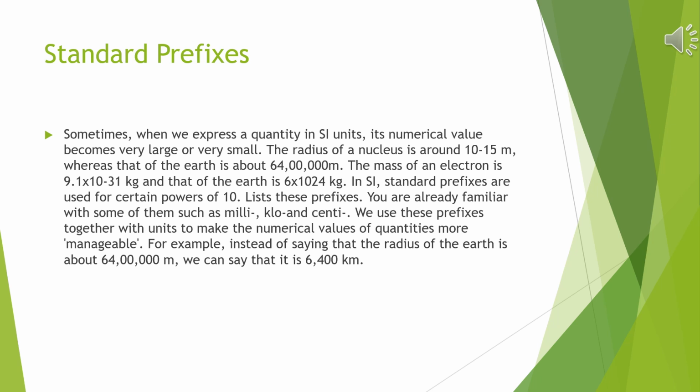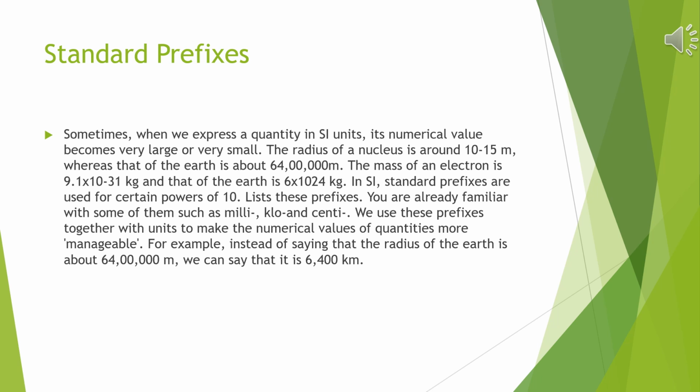Sometimes, when we express a quantity in SI units, its numerical value becomes very large or very small. The radius of a nucleus is around 10^-15 m, whereas that of the Earth is about 64,000,000 m. The mass of an electron is 9.1 x 10^-31 kg, and that of the Earth is 6 x 10^24 kilograms. In SI, standard prefixes are used for certain powers of 10.